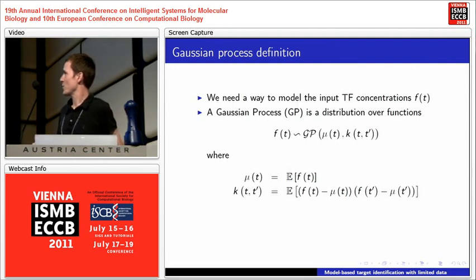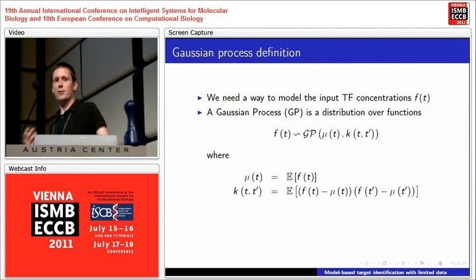So a Gaussian process is analogous to a Gaussian distribution. And a Gaussian distribution is characterized by a mean and a variance. A Gaussian process is characterized by a mean function and a covariance function. And the mean function is the average of the function over many draws. This is a random process, but rather than generating a random number like your random number generator, we're generating random functions. And mu here, this function of time, is a mean of those functions over time.